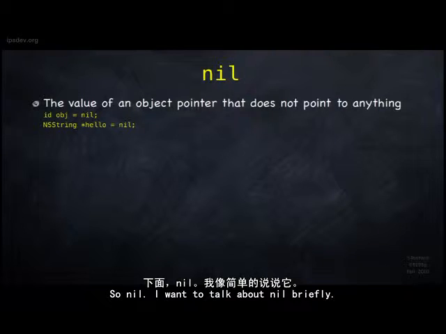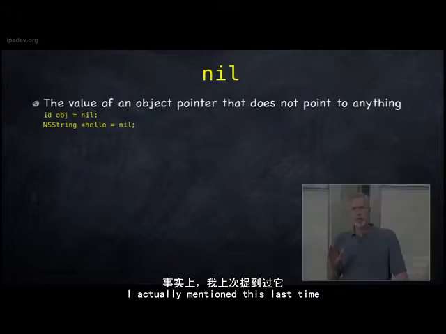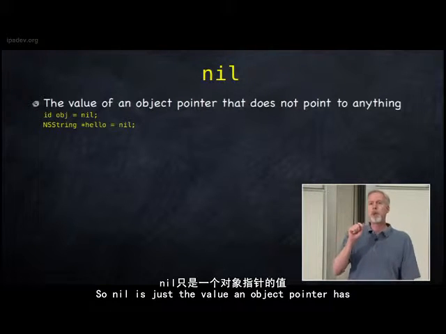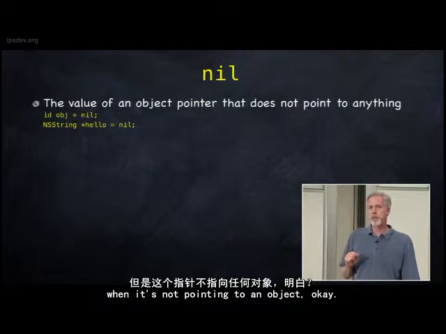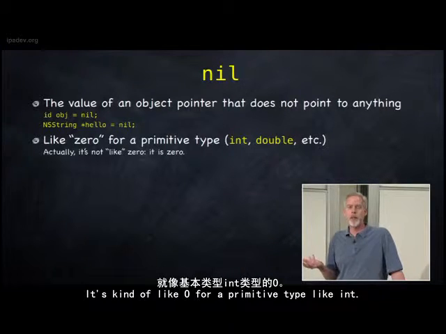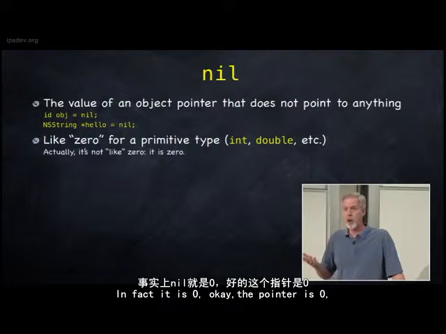So nil, I want to talk about nil briefly. I actually mentioned this last time, but I want to be clear about it. Nil is just the value an object pointer has when it's not pointing to an object. It's kind of like 0 for a primitive type, like int. In fact, it is 0.